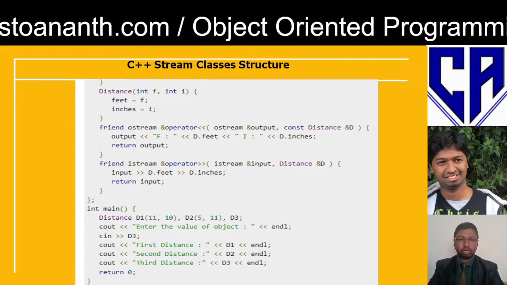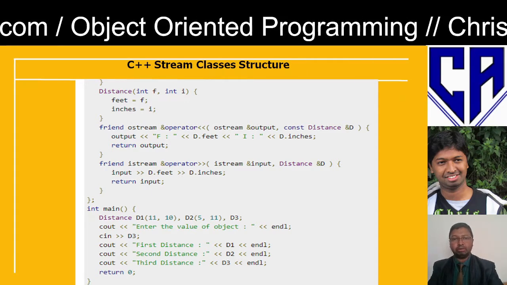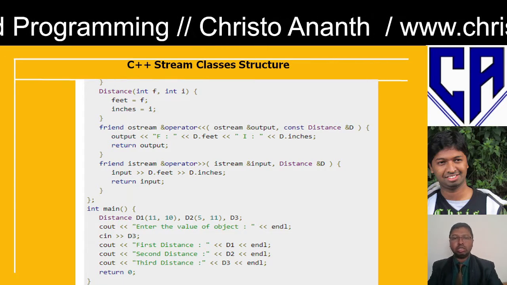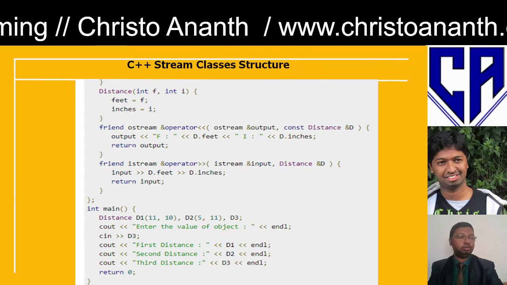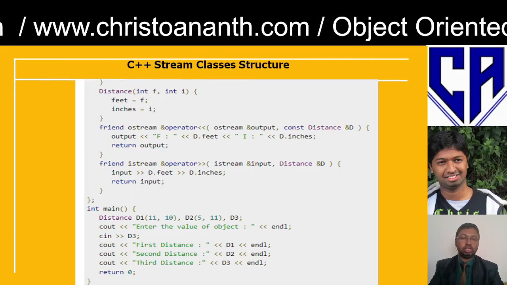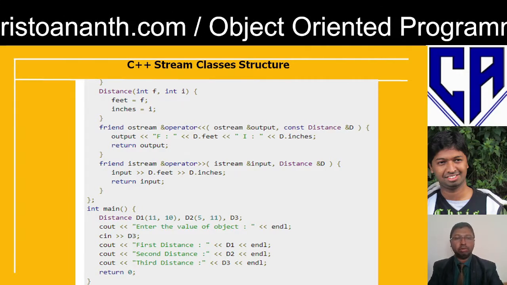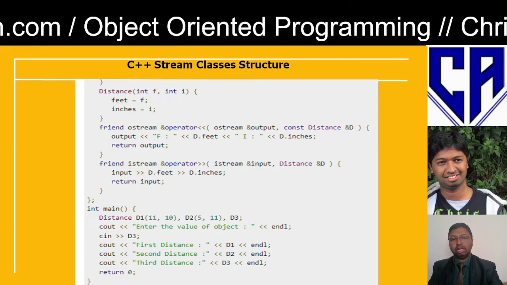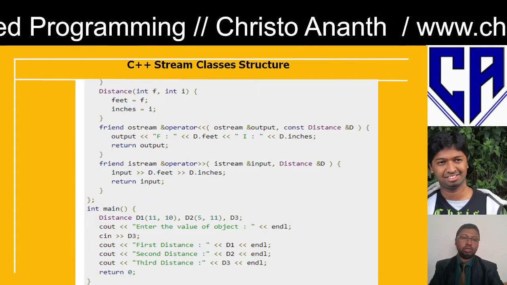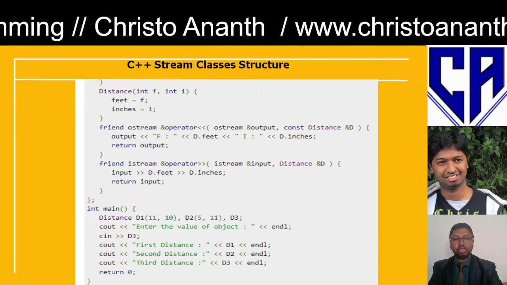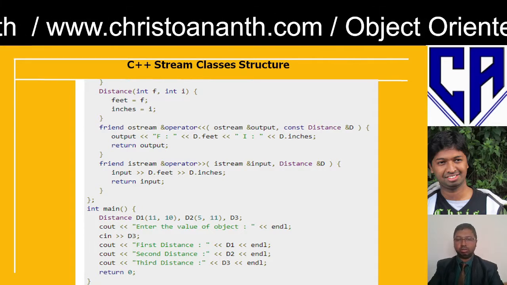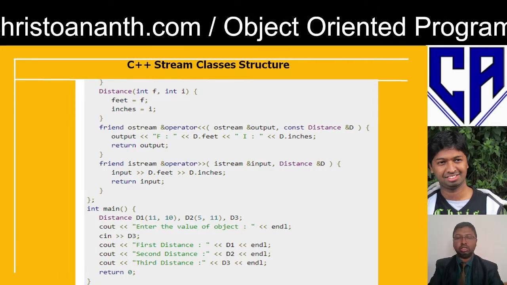You have the friend istream& operator>>, with istream& input and Distance& d. So you compute the input, you get the input d.feet and d.inches. Then you return the input. Then you have the driver code in the main function: Distance d1(11, 10), then d2(5, 11), and then d3. Then you print out, enter the value of the object, cin >> d3. So you compute the first distance d1, second distance d2, third distance d3, and then you return 0.